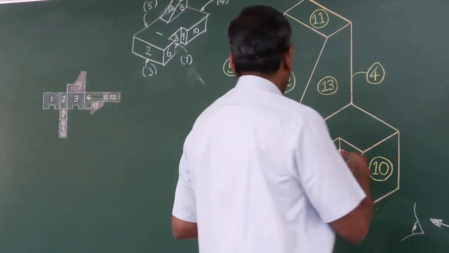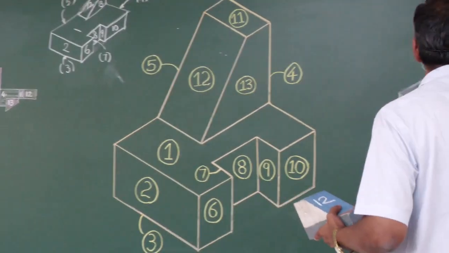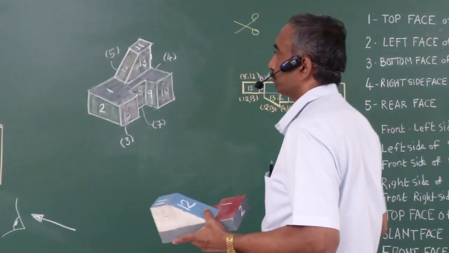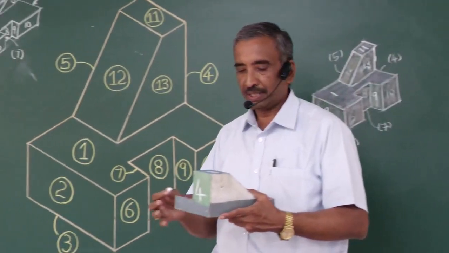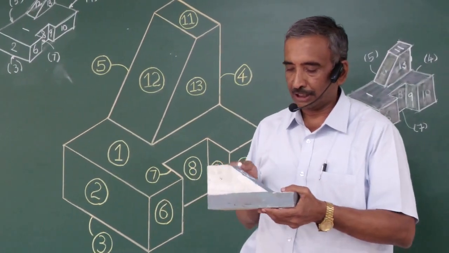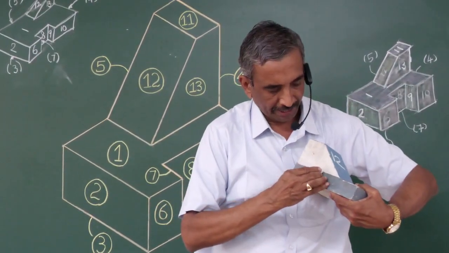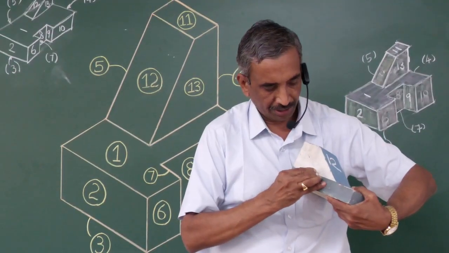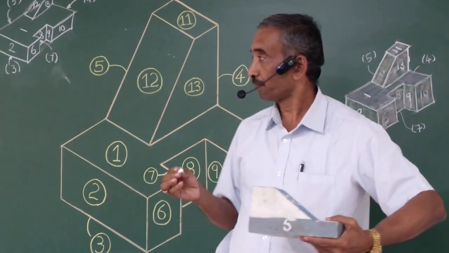So face 4 is my right side of the object. Face 5 is the rear side. So this is my front, and this is the rear side. So this is face 5.